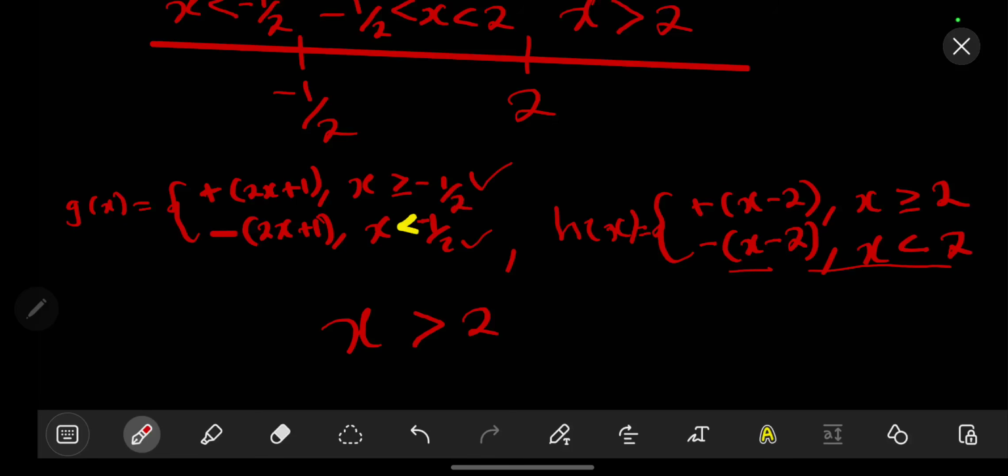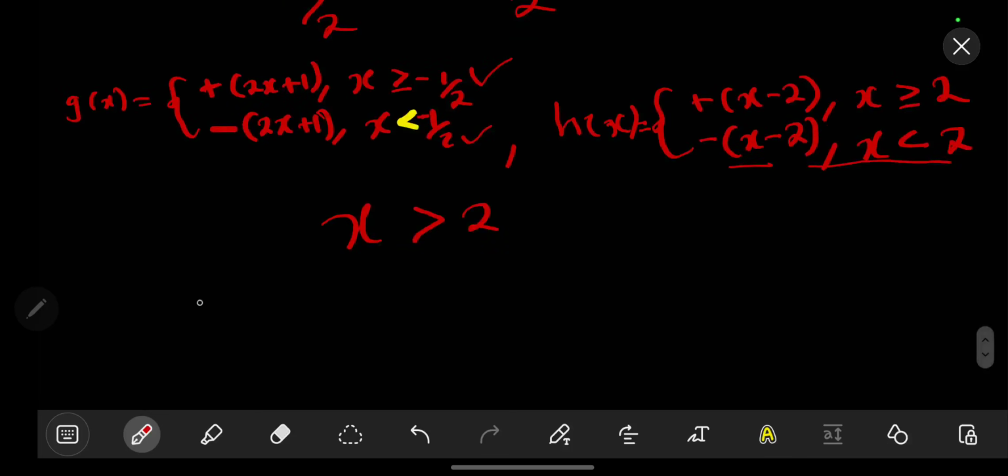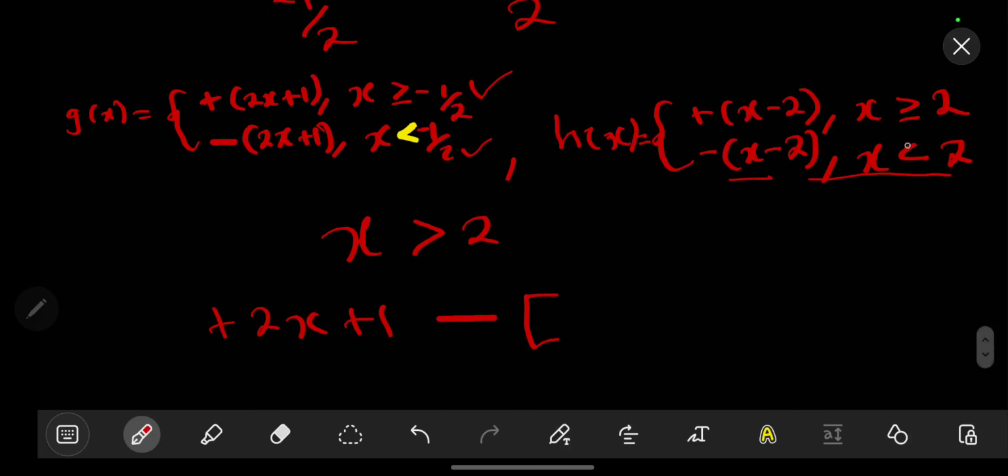Negative half, it could be 1, 2, 3, 4, and so on. So for this one, it will be this one. So we are going to say, taking this positive 2x plus our 1, then we are going to say minus, because there is a minus in the equation, open brackets, we are going to have x is greater than 2 for this condition. So we have a positive there. So we are going to have our x plus 2 like that.